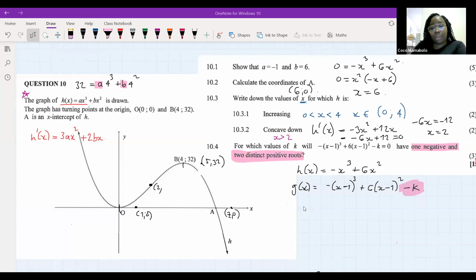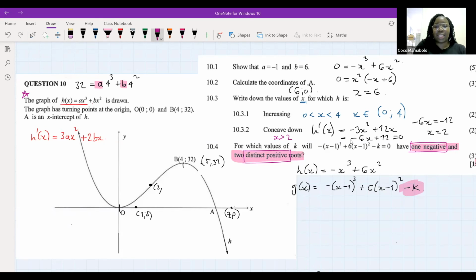What they want from us actually is they want us to figure out which value is going to give us a new part of the graph that we can use to find 3 values, right? So they say to us here that we want 1 negative root and 2 distinct. Distinct means 2 different positive roots.